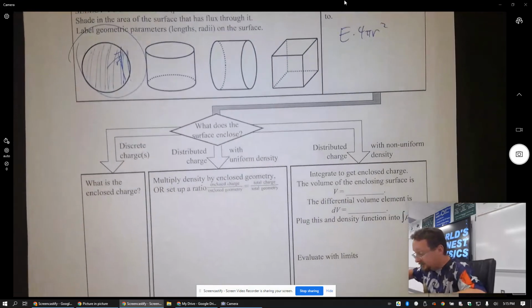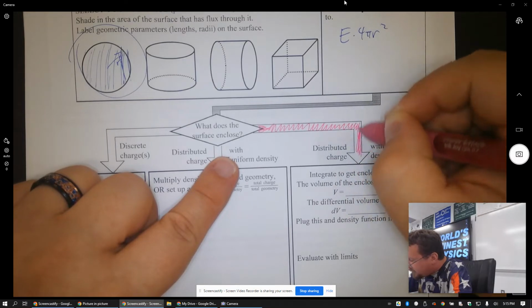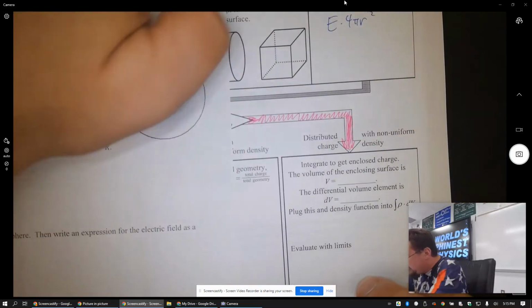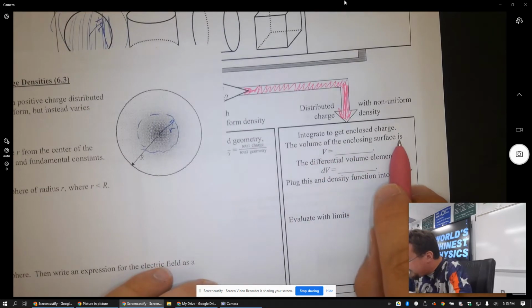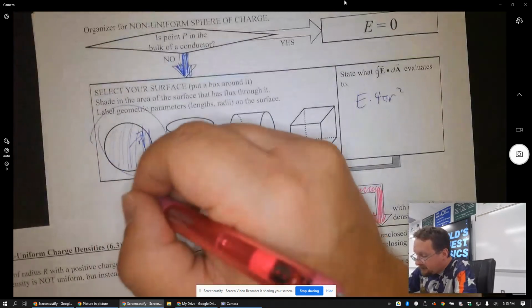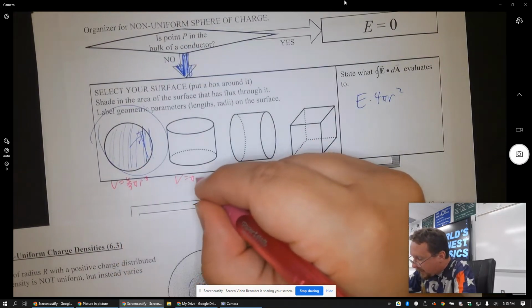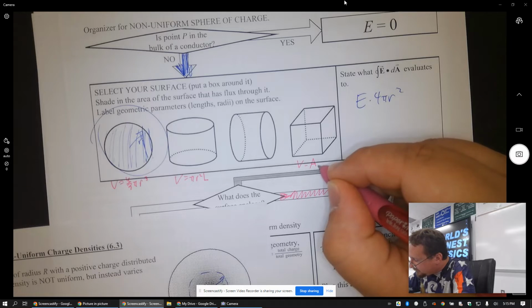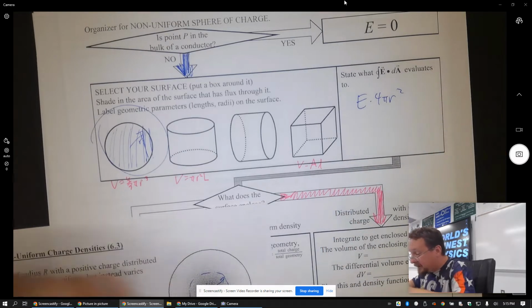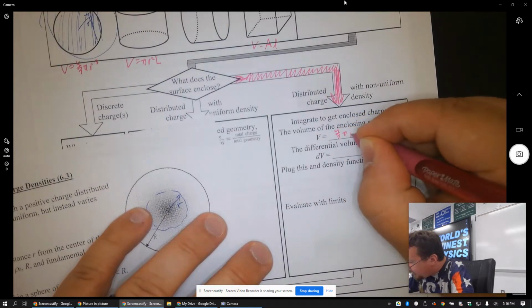But now here's where it's scary. It's the big right turn. It's a distributed charge with non-uniform density. So how do you do this? You have to integrate to get the enclosed charge. The volume of the enclosing surface, you only have three options: volume is 4/3 pi r cubed, or volume is pi r squared l, or volume is area times some kind of length. Because I chose the sphere, I start with 4/3 pi r cubed.